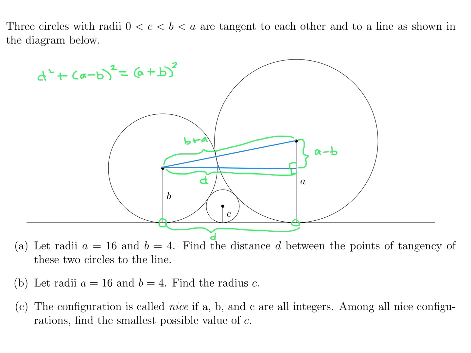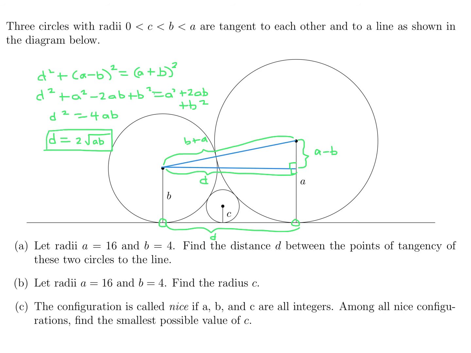And the good news is that we have been given the values of a and b, but before I plug those in, I want to sort of get a general relationship. So we get d squared plus a squared minus 2ab plus b squared is equal to a squared plus 2ab plus b squared, right? So that means that d squared is equal to 4ab, and therefore d is equal to 2 root ab. So that's the general relationship.